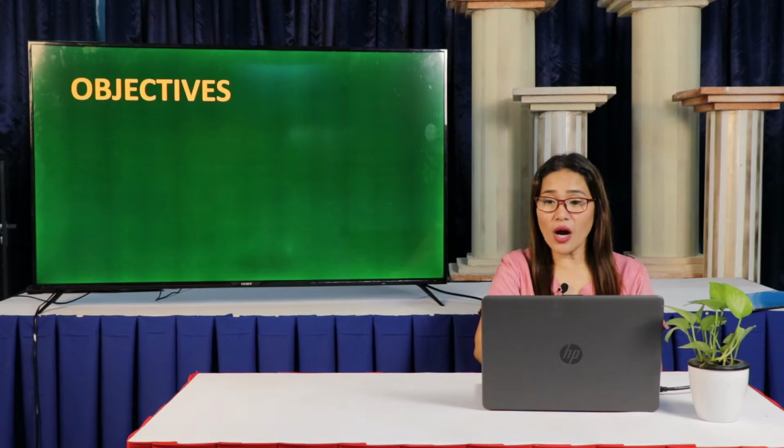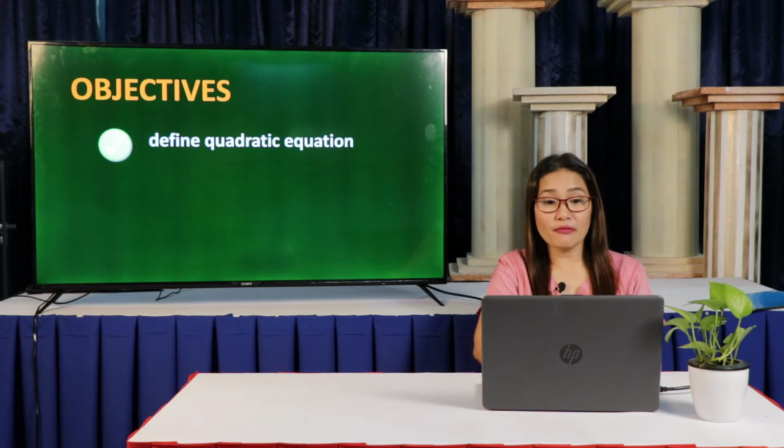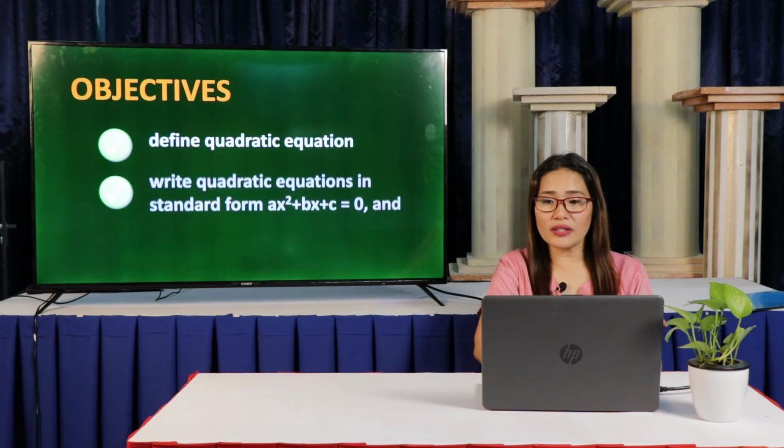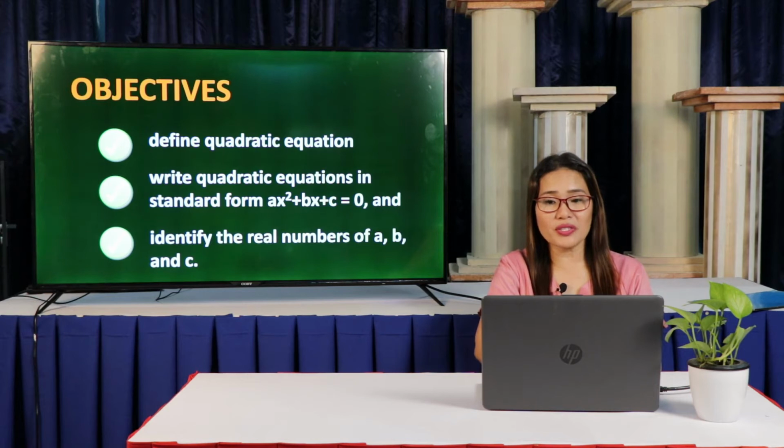Now, let us hear our objectives for today. At the end of this lesson, we should be able to define quadratic equation, write quadratic equation in standard form ax squared plus bx plus c equals 0, and identify the real numbers a, b, and c.